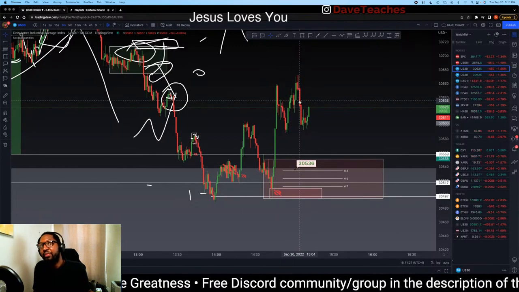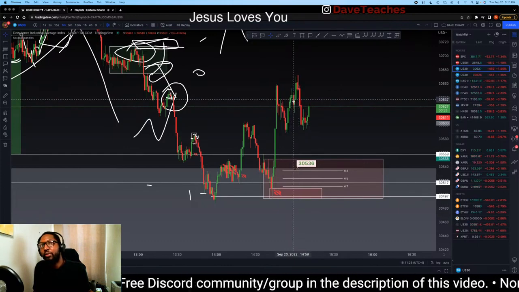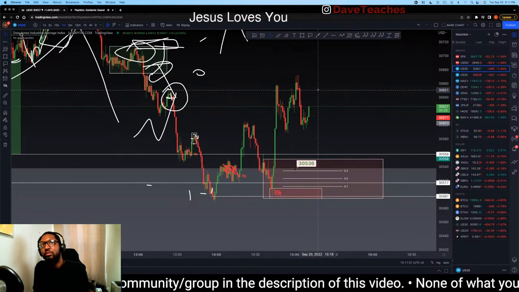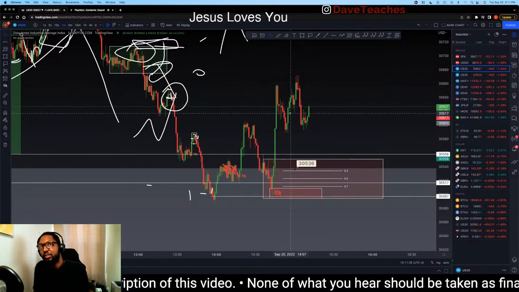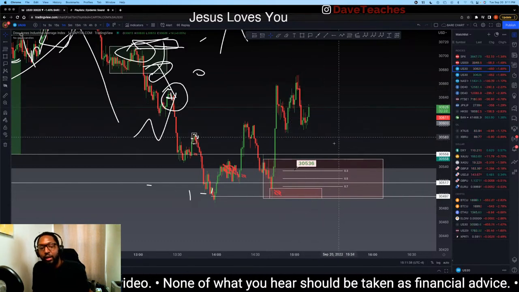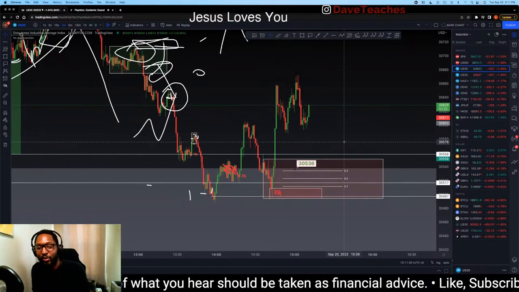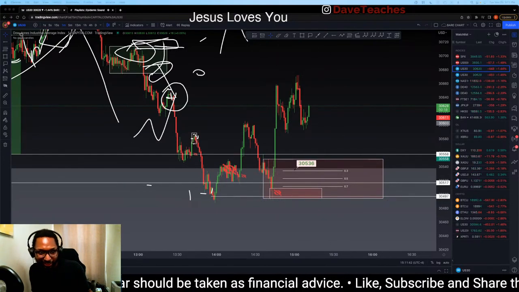I want to see if we break above this right here, because this fractal was the thing that shifted this low. Actually, I'm over here talking about I want to see if we break above this when I just said let me get out of here.